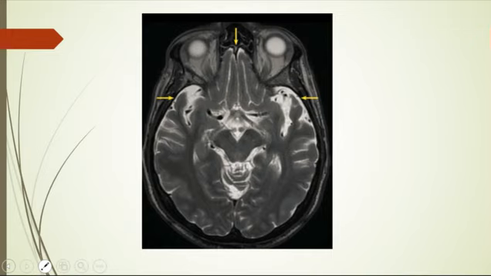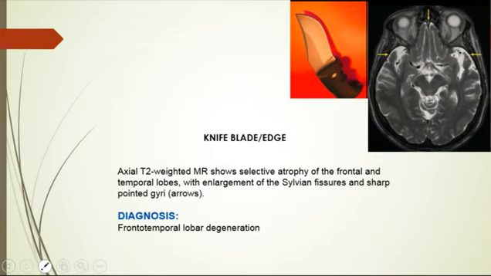So what do we have here? Again, neurodegenerative disorder. Atrophy of temporal lobes, what's called knife blade or the edge appearance. Knife blade. Okay. This is suggestive of what? Frontotemporal degeneration. Okay. This appearance suggests frontotemporal degeneration.